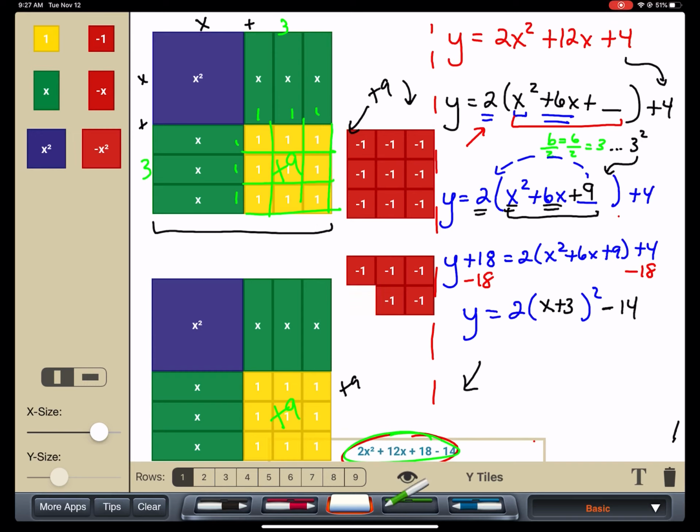What I have left is 2 of these squares. Here's the first one, and here's the second one. Each of those squares has this dimension. The length is x plus 3, and the width is x plus 3. So we could just write that as x plus 3 squared. Then I should notice that I have negative 14 ones that are not included in the squares. Here I have 9, and here I have 5. So we've completed the square.